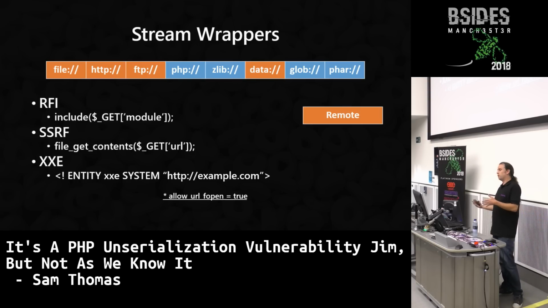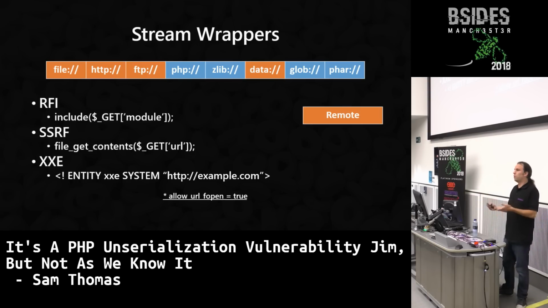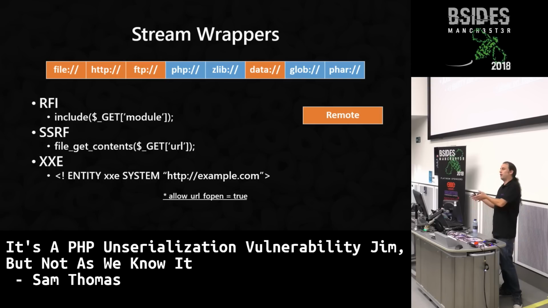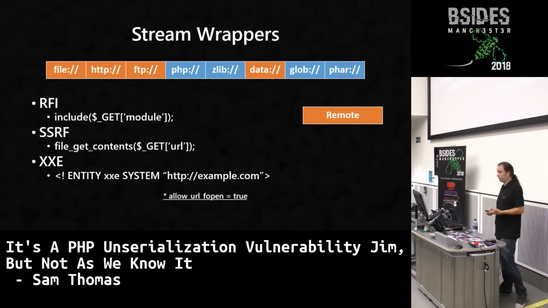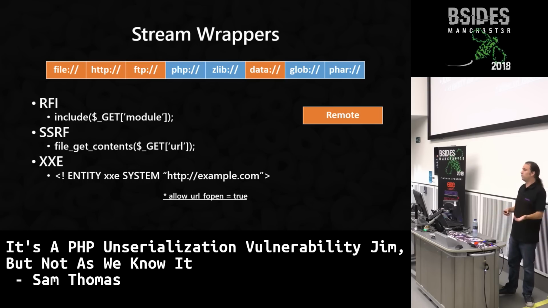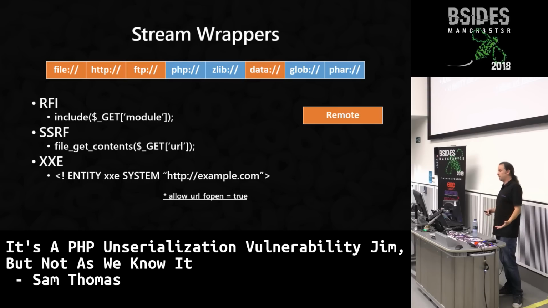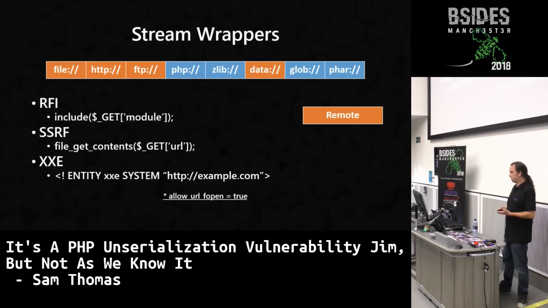So it can turn a local file include into a remote file include. If you can provide an HTTP URL, it will go off and grab that file and include it as code. Often these are the things behind server-side request forgery issues. So for instance, if we've got a call to file_get_contents and we control the argument, we can give it an HTTP or an FTP argument and it will go off and get that file. And finally, they're activated by XXE, so XML external entity issues.